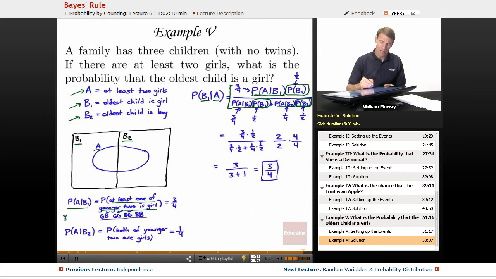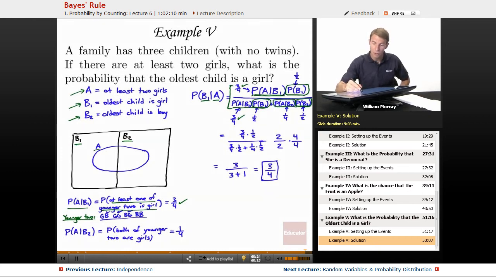And then I wrote out the possibilities. These are the younger 2 children that I wrote out here. The younger 2 children could be girl-girl, girl-boy, boy-girl, or boy-boy. And so how many of those have at least one of them being a girl? Well, there's 3 of those possibilities, so 3 out of 4. And that's where this 3/4 came from.